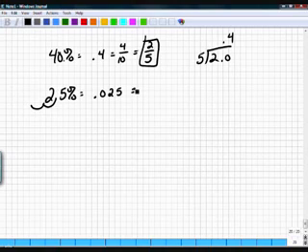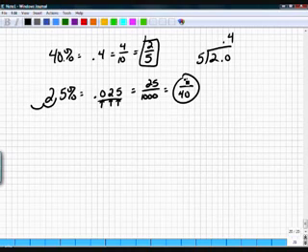Again, to change it to a fraction, you read your decimal. This is in the what place? Tenths, hundredths, thousandths. This is in the thousandths. So this is 25 thousandths. Any questions? But let's reduce that. 25 will divide into both of those. That'll be 1 over 40.